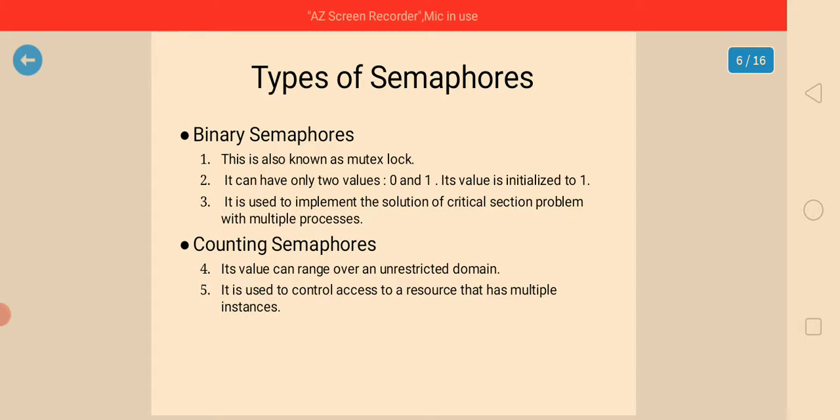Next one, counting semaphores. Its values can range over an unrestricted domain, meaning there is no restriction on the values. Counting semaphores are used to control access to a resource that has multiple instances. So when we have multiple instances of a resource, we use counting semaphores.